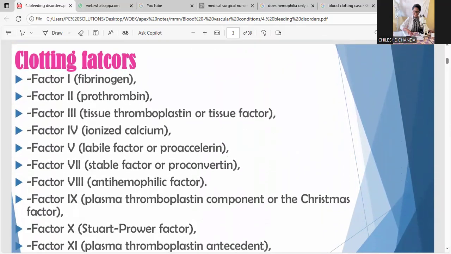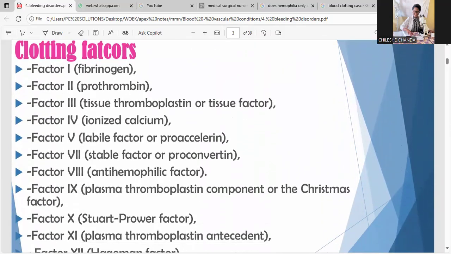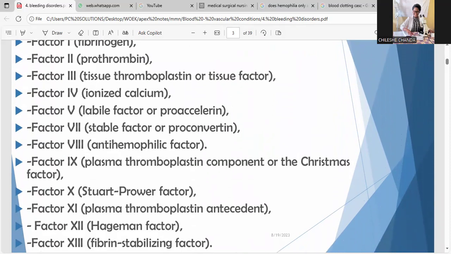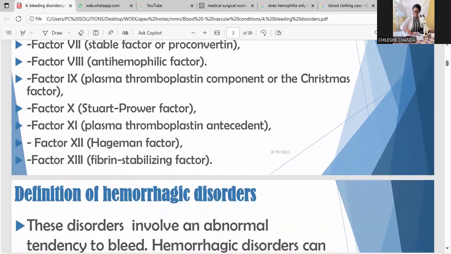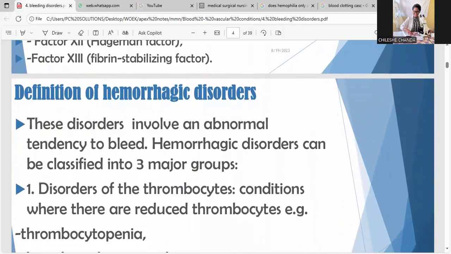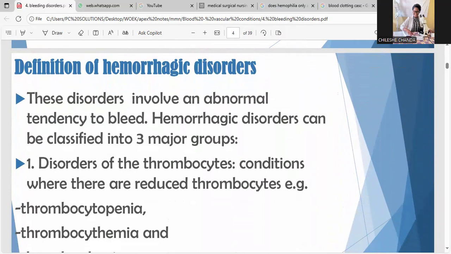Now, there are several protein components that are known as clotting factors, which are involved in the blood clotting mechanisms. And these factors are numbered 1 to 13. Each of them has other different names. So these are the clotting factors.